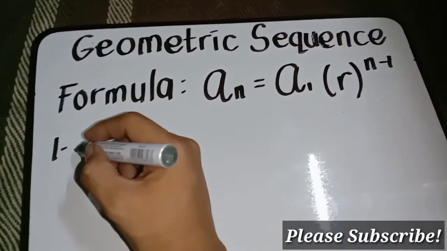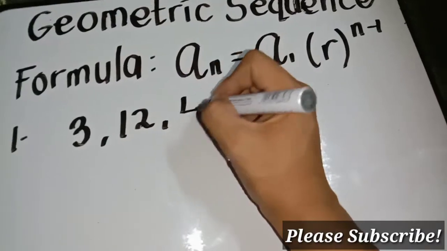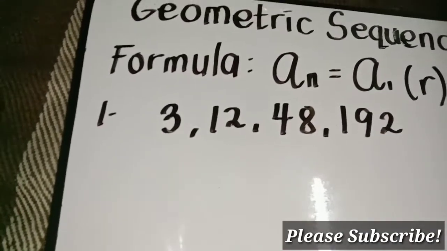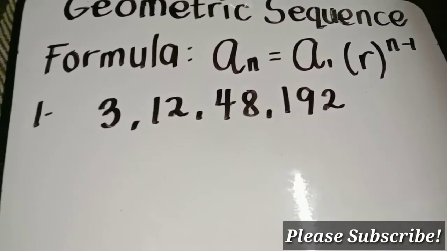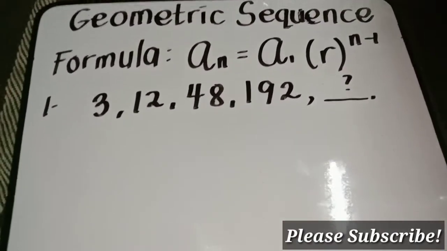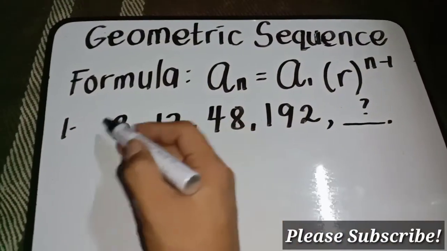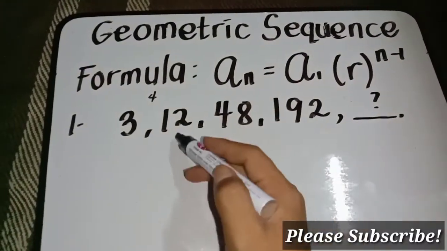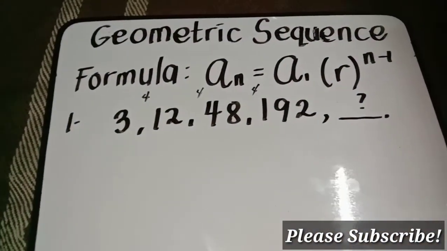So let's have our first example. So geometric sequence 3, 12, 48, and 192. Okay, so anong gagawin to find the common ratio? So hanapin daw natin yung fifth term. So what is fifth term? 3, 12, 48, and then 192. So kung titignan natin, pwede natin agad i-divide si 12 sa 3. So ang sagot dyan ay 4. 48 divided by 12, 4 pa din. So 192 divided by 48, 4 pa din. So ang common ratio niya is 4.